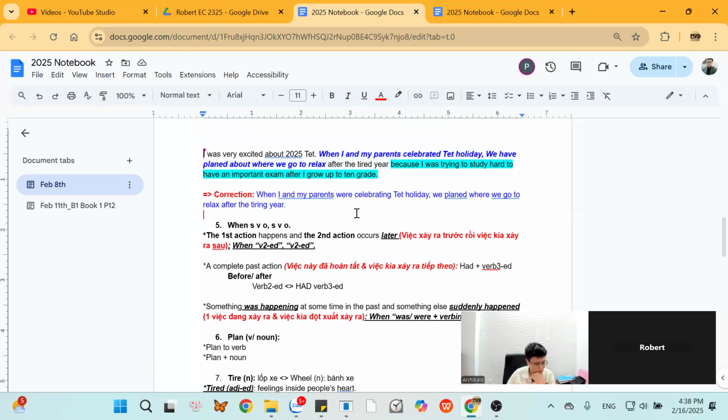Let's go, Robert. So, can you show me the sentence? When I and my parents were celebrating that holiday, we planned where we go to relax after the trying year. Before I grew up to 10th grade, I tried to study hard to have an important exam.